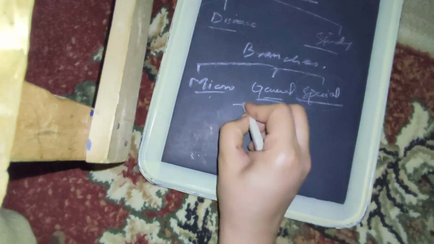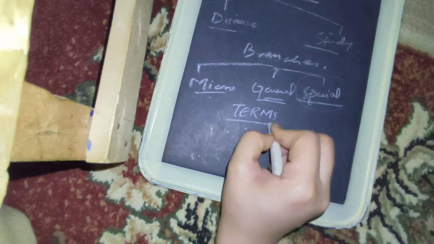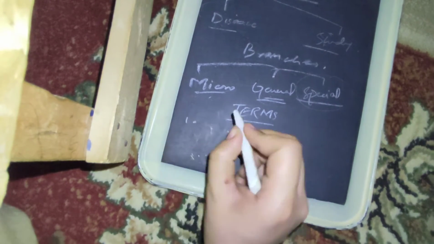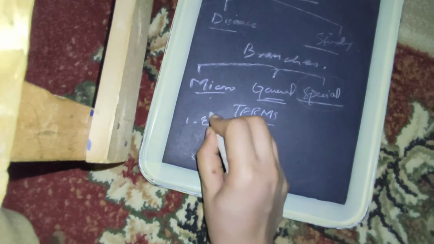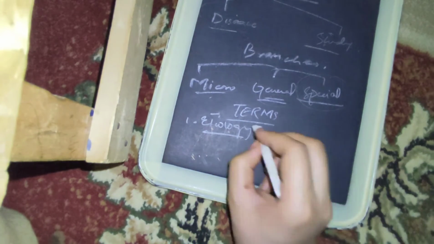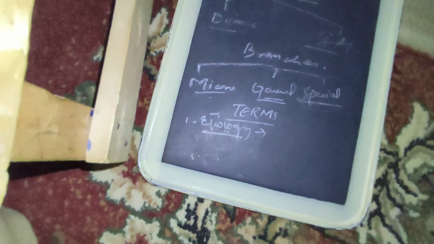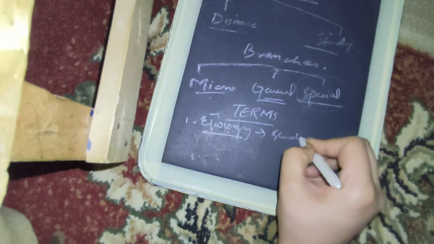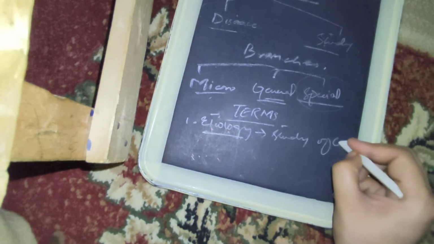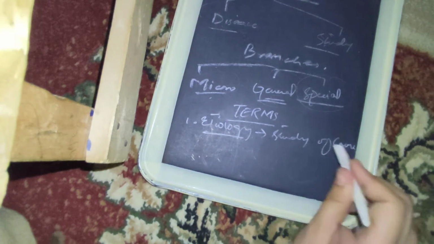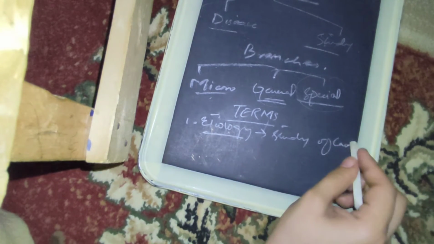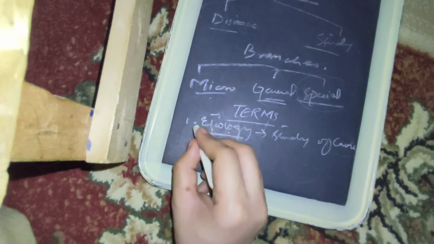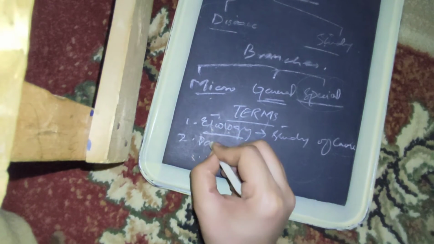Okay, and what are the terms you have to know before starting pathology? Number 1 is etiology. So what is etiology? Etiology is the study of cause. What is the cause of the disease, which is studied in etiology. Some diseases occur due to some organism, so that organism is the cause of the disease, which we discuss in etiology.